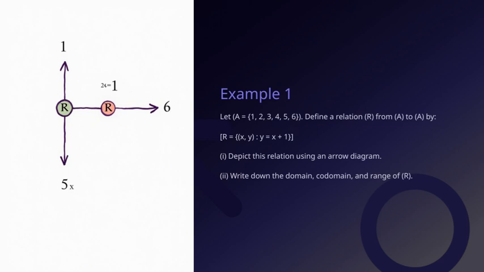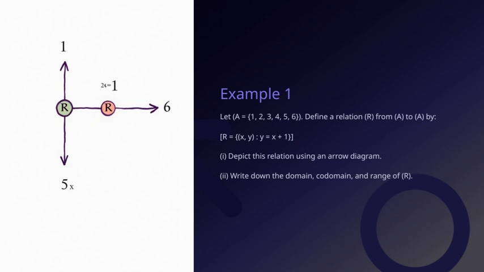Moving on, we have our set A, which contains the numbers 1 through 6. We will define our relation R from A to A, meaning both the domain and codomain are the same set. As an example, if x is 1, then y is 2. If x is 2, then y is 3, and so on. We'll see how this simple rule creates connections between elements in the set A.